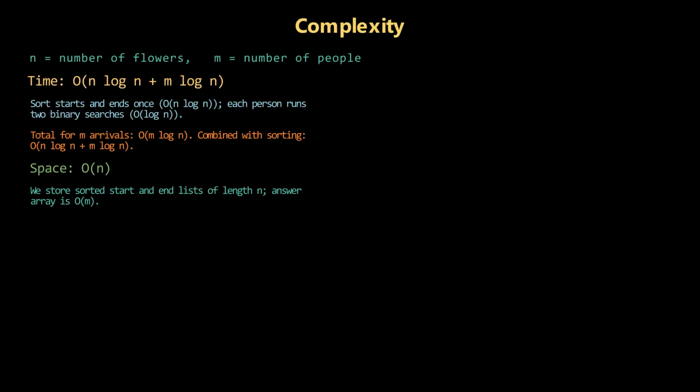N is the number of flowers, and M is the number of people. Time is O(n log n + m log n). We sort the start and end lists once, then each arrival runs 2 binary searches on those sorted timelines. Space is O(n) for the 2 sorted event lists.